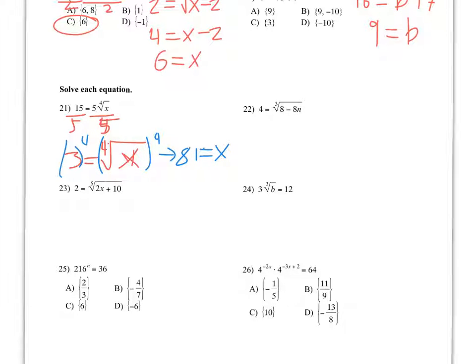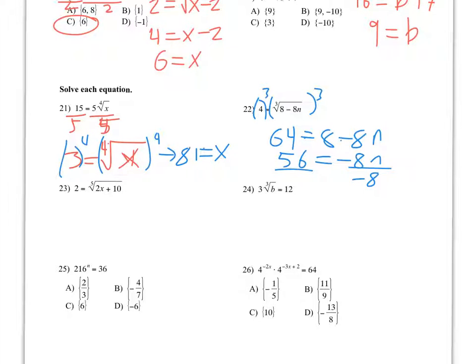For number 22, if I raise both of these to the third power, I get 64 is equal to 8 minus 8n. Minus 8 from both sides, we get 56 is equal to negative 8n. Divide by negative 8, we get negative 7 is equal to n.